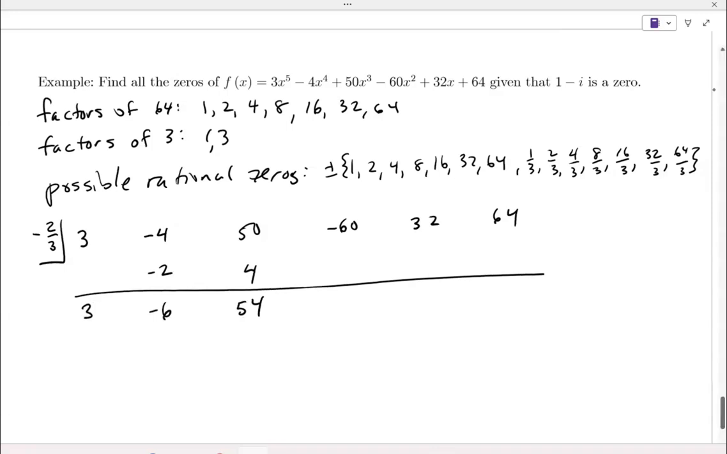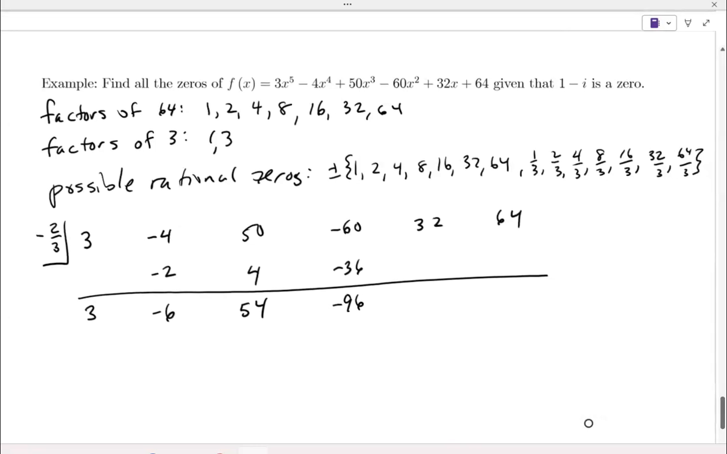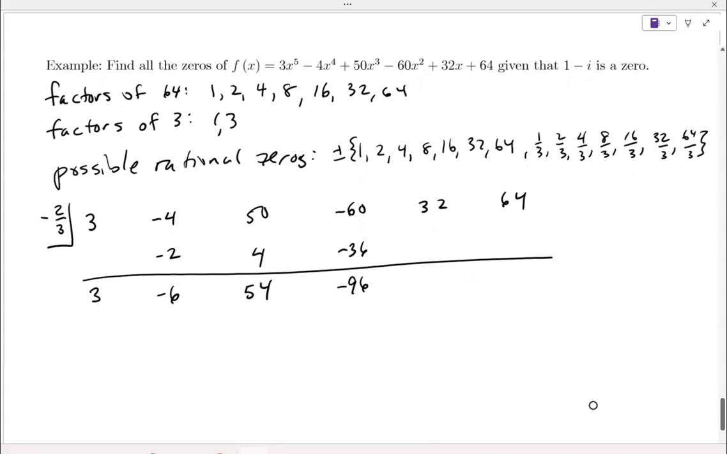54. I mean, you can always use your calculator if you need to. Multiply. Add. Good. Multiply. 64. Add gives you positive 96 this time. So when you multiply, I bet you get negative 64. It's the same multiplication, right? That, and we better get negative 64, so we get 0.